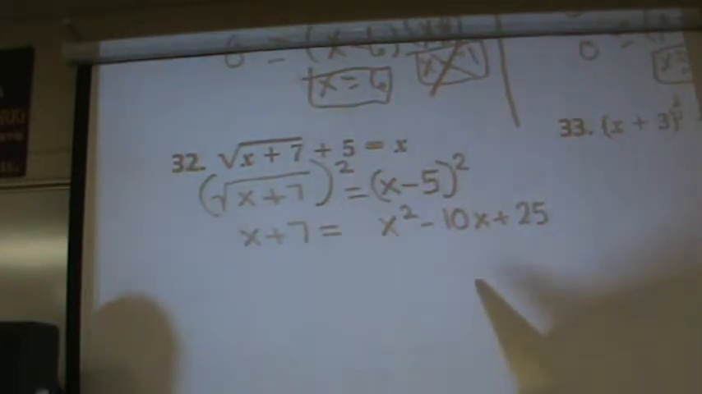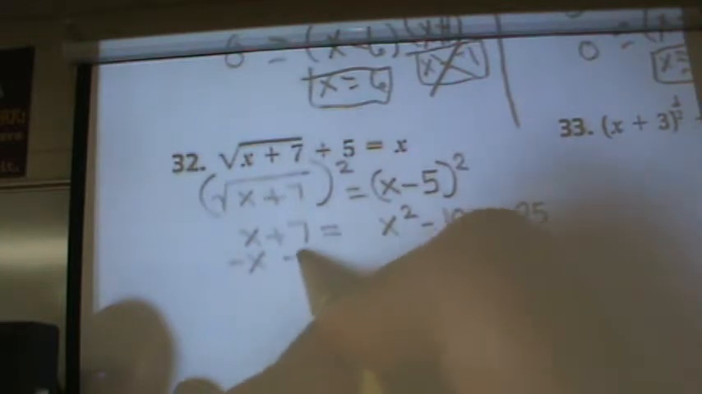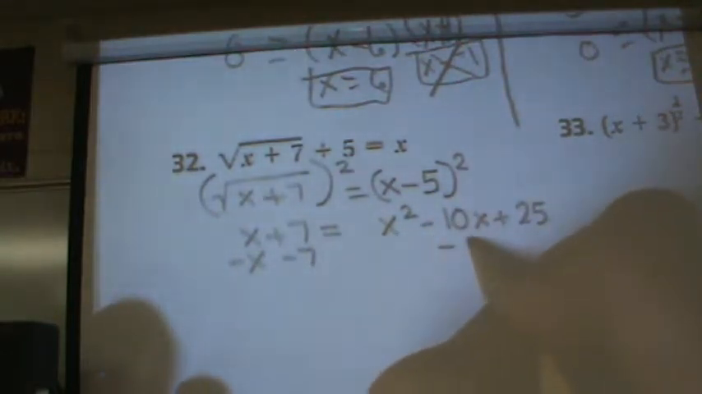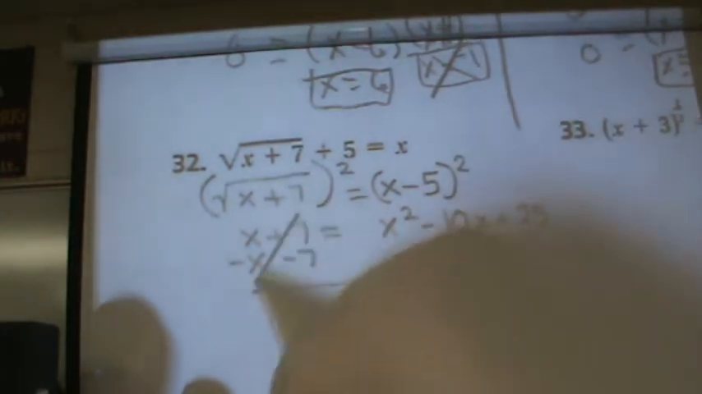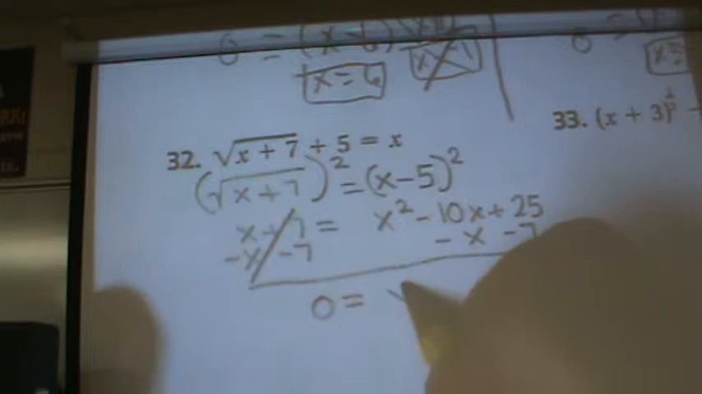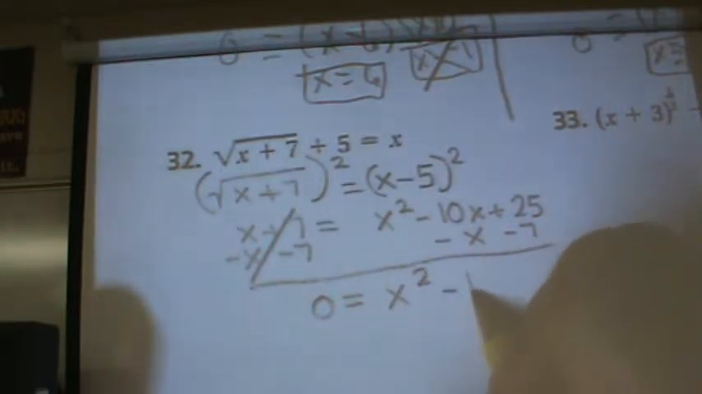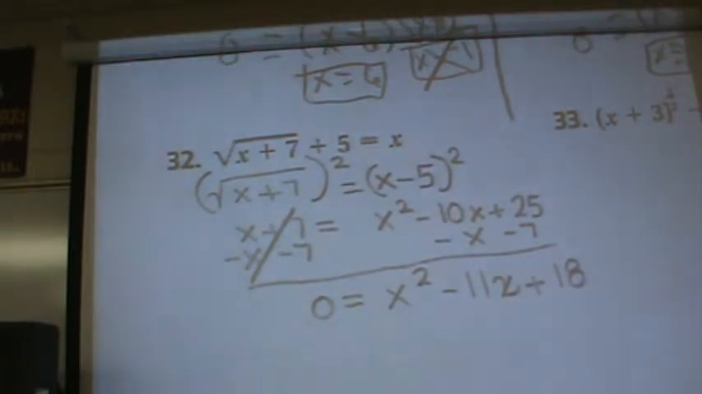Okay, next, what do you do? Then you bring the 7 over, well, all of it. Let's bring them both over, okay? So on the left side, we have a big fat 0. And on the right side, what do we have? X squared minus 11x plus 18, and then you have to find two numbers that go into negative 11 and 18.